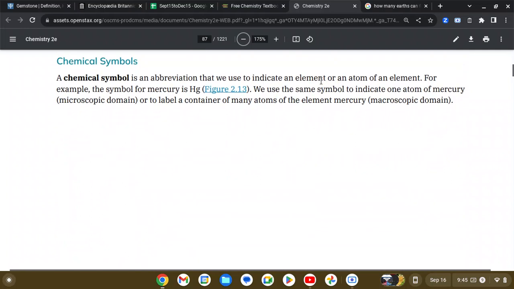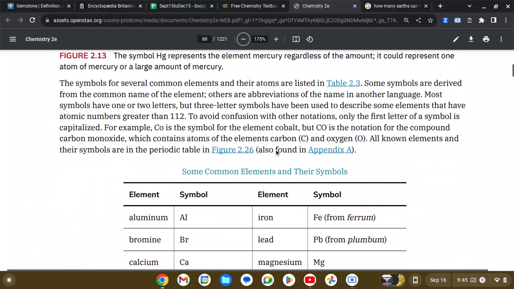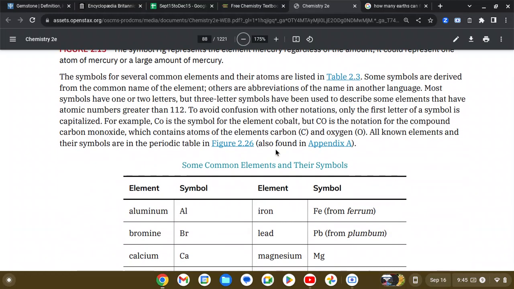Chemical symbols. A chemical symbol is an abbreviation that we use to indicate an element or an atom of an element. For example, the symbol of mercury is Hg. We use the same symbol to indicate one atom of mercury or to label the container of many atoms of the element mercury in the macroscopic domain. The symbols for several common elements and their atoms are listed in Table 2.3.